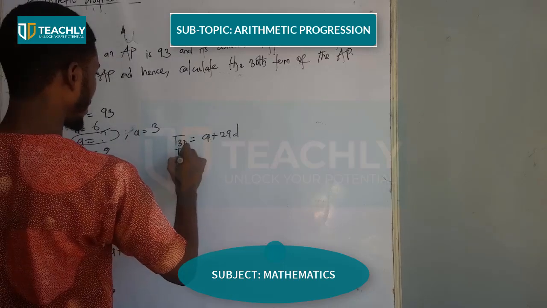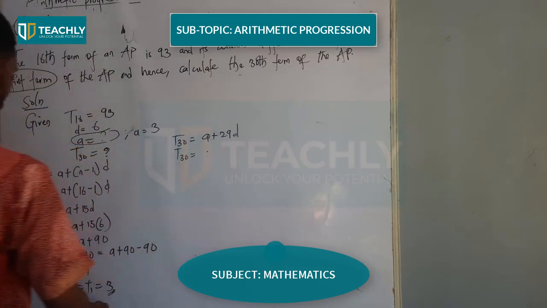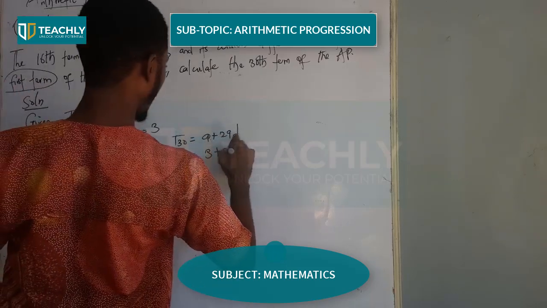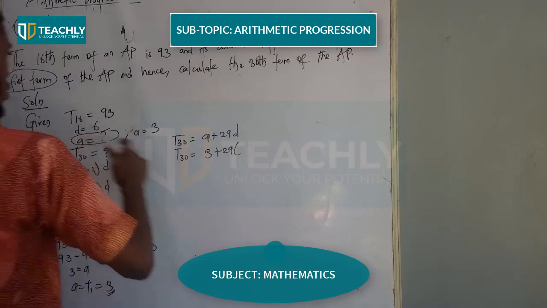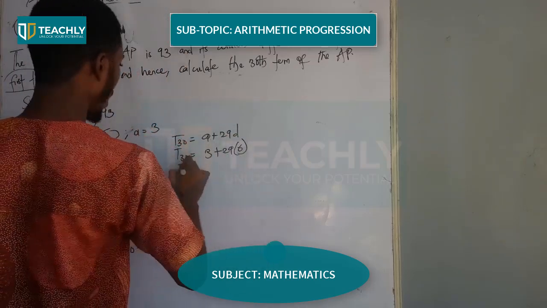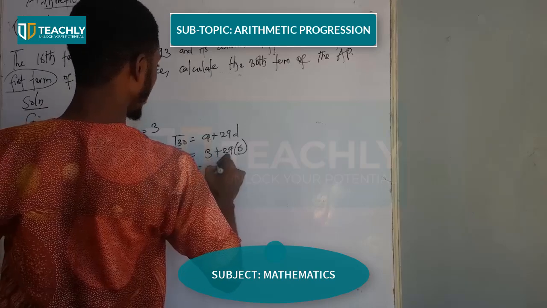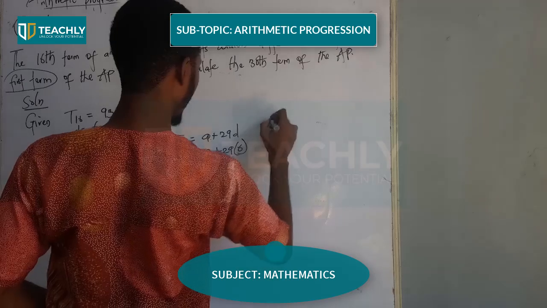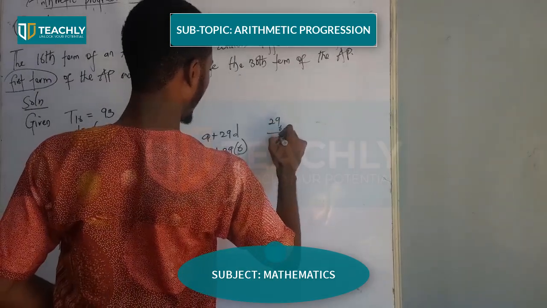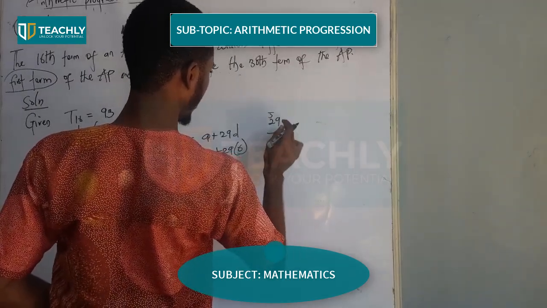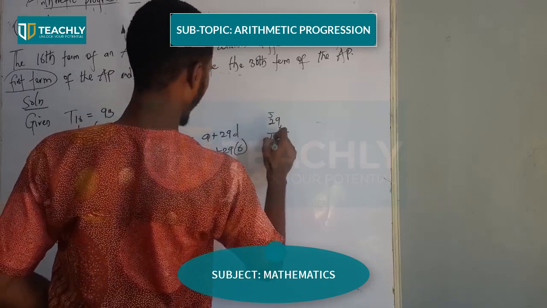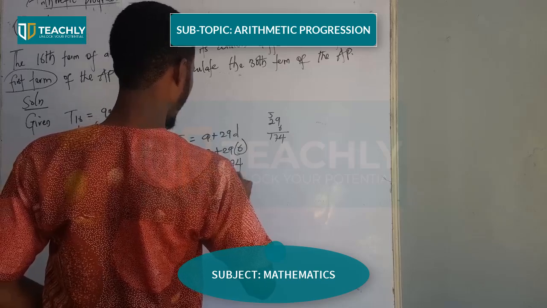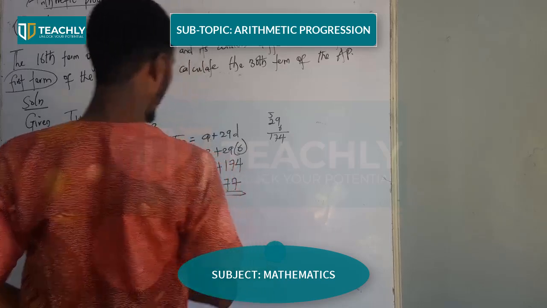So we have T30 to be a, what's our a? 3, plus 29 times d. What's my d? My d is 6. So my T30 now is going to be 3 plus, this is going to give me 29 times 6, which is 174. So my T30 is 177. As simple as that.